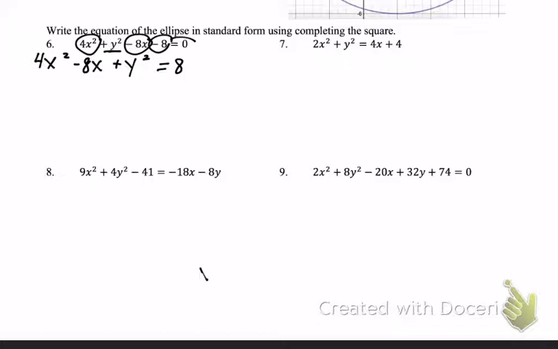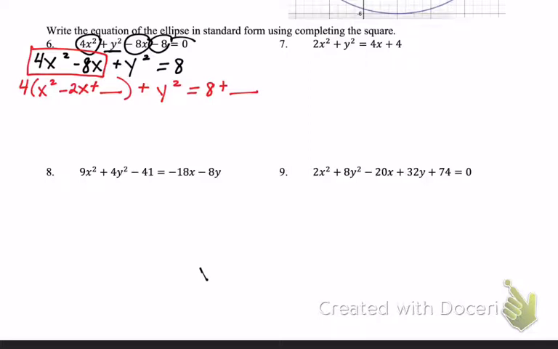So then I need to complete the square on the x squared. If I'm going to do that, I need to pull out my 4, and I'm left with x squared minus 2x plus blank. Plus, since there's no like single x or y term, I'm just going to leave y squared equals 8 plus blank.